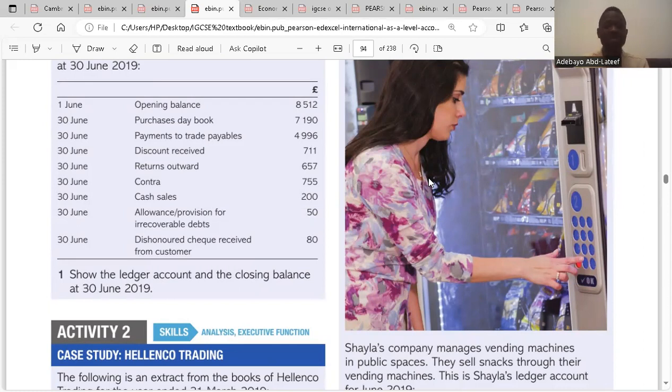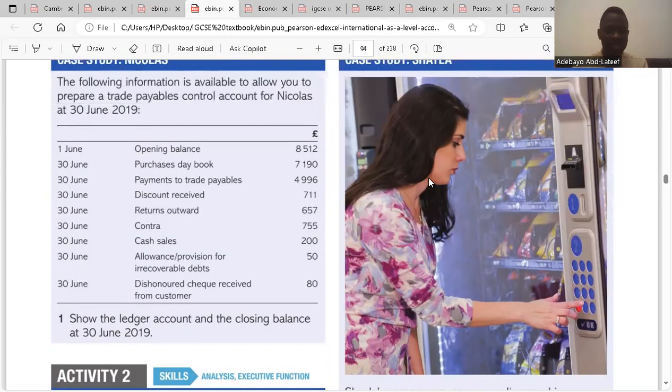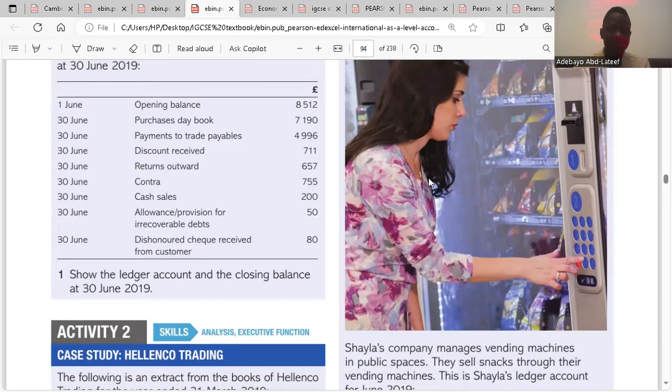So the items that are not going to be part of our trade payables control account, according to this activity, are: dishonored check, allowance for irrecoverable debt, and cash sales. The rest are going to be posted on the debit or the credit side. I'm going to say them once again. On the debit side, we're going to have our balance brought forward of 8,512. Our purchases are going to be on the credit side, payments to trade payables on the debit side, discount received on the debit side, return outward on the debit side, contra also on the debit side of our trade payables control account. And that's all about the control account. Thank you.